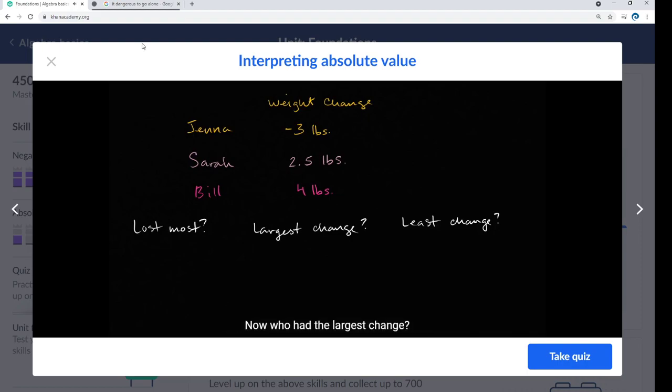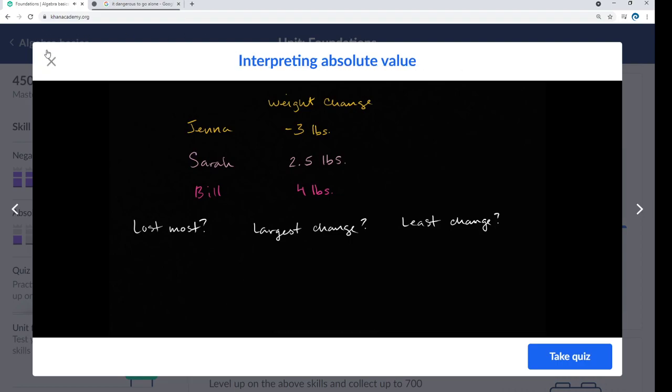Okay. Now, who had the largest change? If we're thinking about the largest change, one way to think about it is who is the furthest away from 0? So one way to think about it is which of these is the largest absolute value? Well, the absolute value of -3 is... And let's see, we could just call this the absolute change.